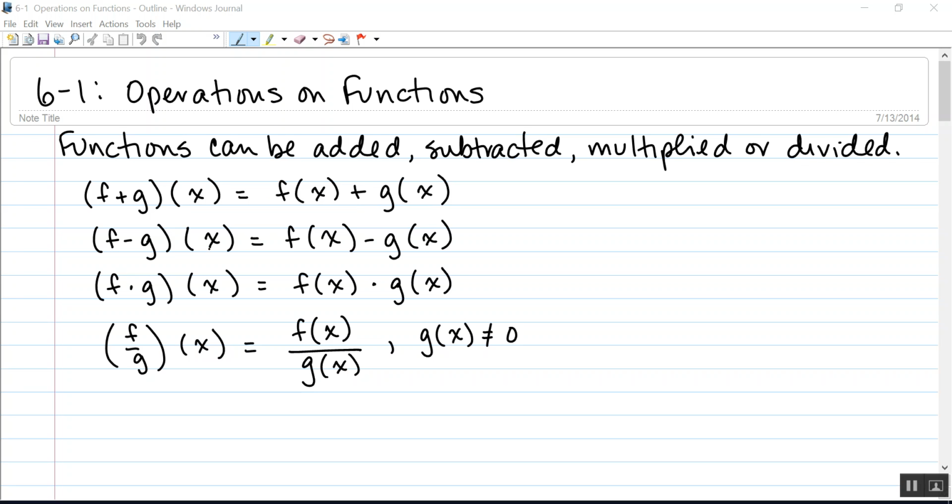(f − g)(x) is equal to f(x) − g(x). Just subtract the two functions. And (f · g)(x) equals f(x) · g(x). Multiply the two functions. And (f / g)(x) is f(x) divided by g(x). Recall that the denominator cannot be 0, so g(x) cannot equal 0.